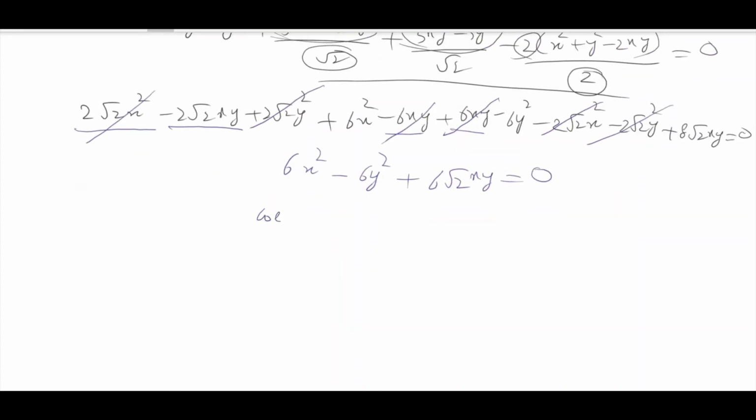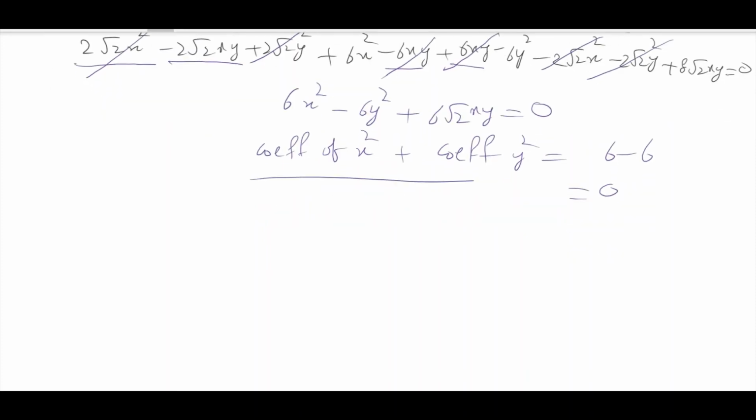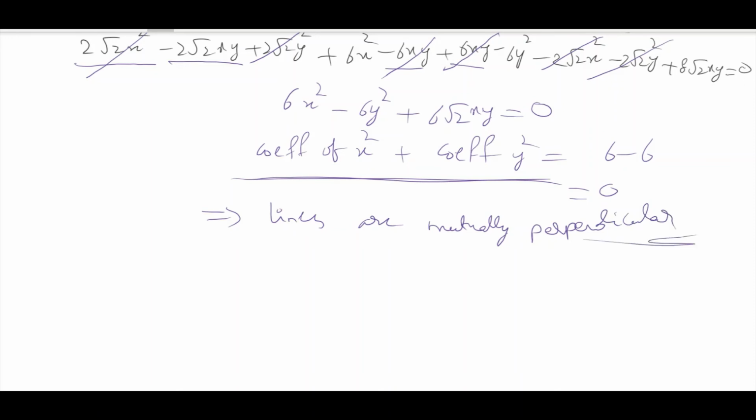The coefficient of x square plus coefficient of y square equals to 6 minus 6, that equals to 0. So whenever we get coefficient of x square plus coefficient of y square equals to 0, we say that the lines are mutually perpendicular to each other. That implies lines are mutually perpendicular. So this is the required proof.